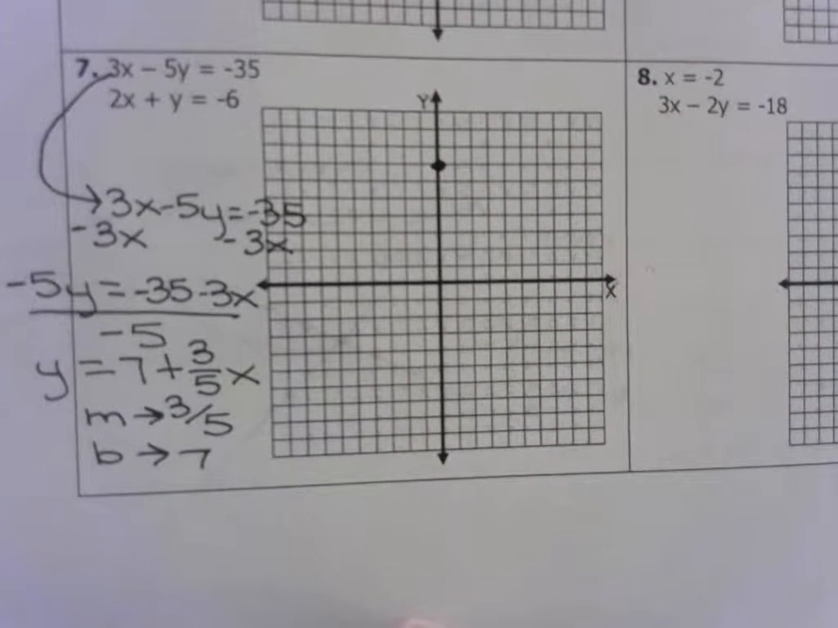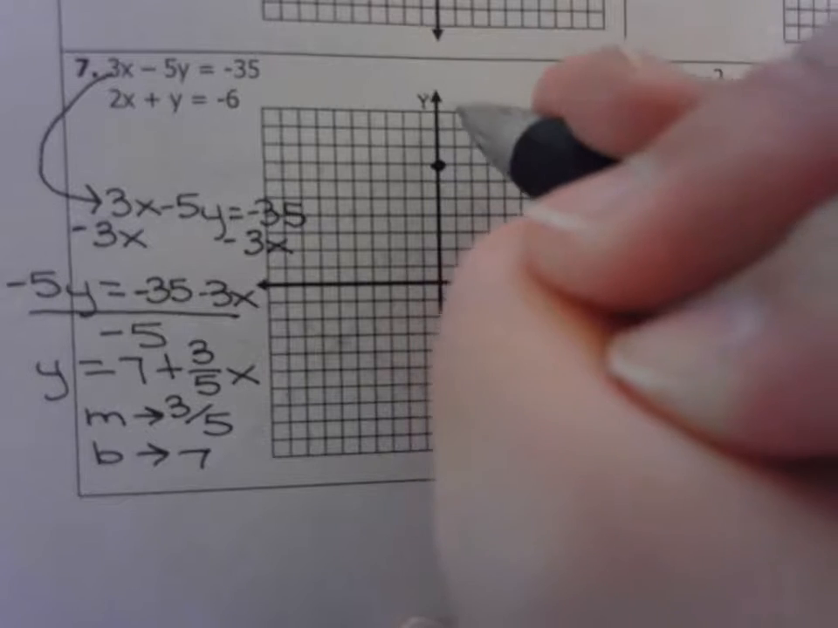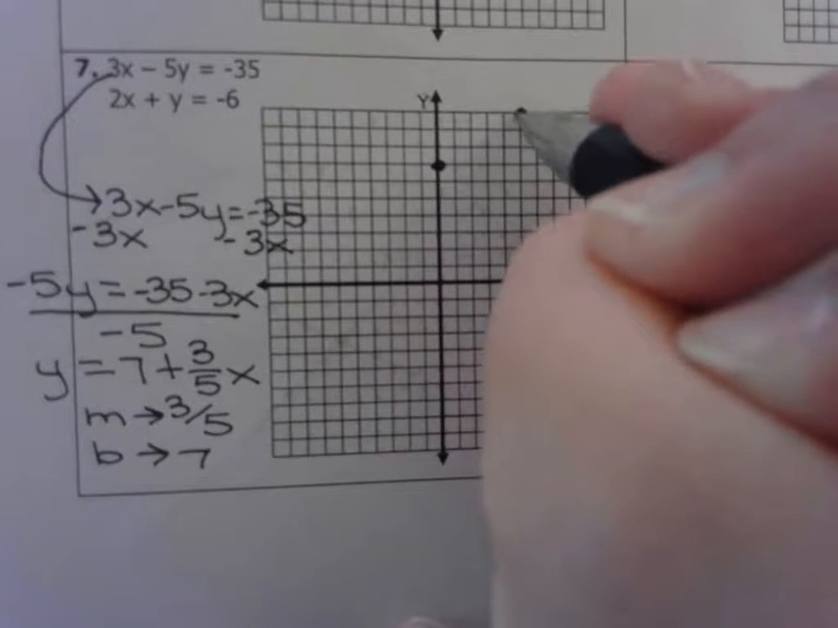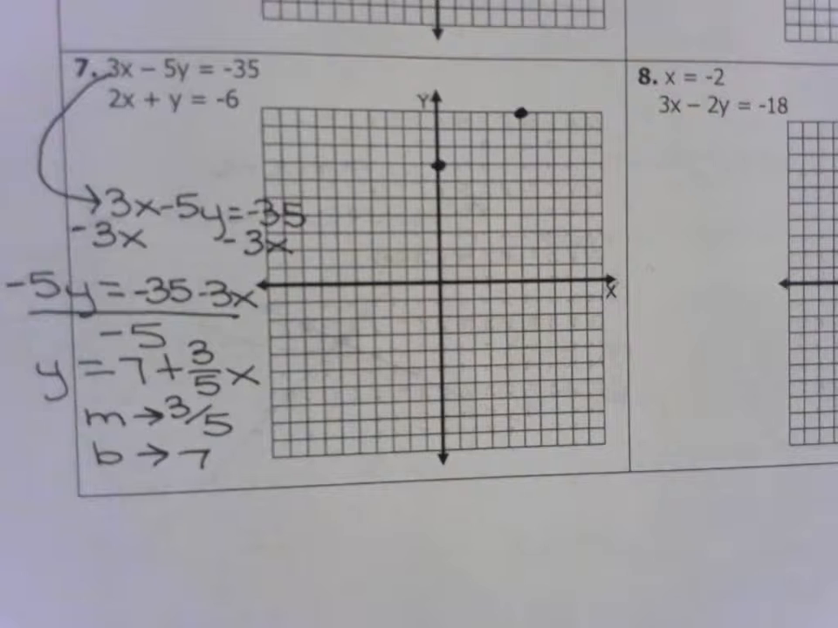How do I get my next point? 1, 2, 3. 1, 2, 3, 4, 5. So up 3, right 5. It is positive, so I go up and right. And my line's going uphill.